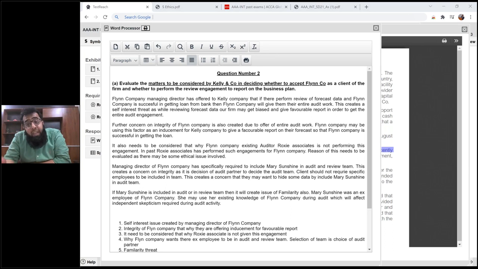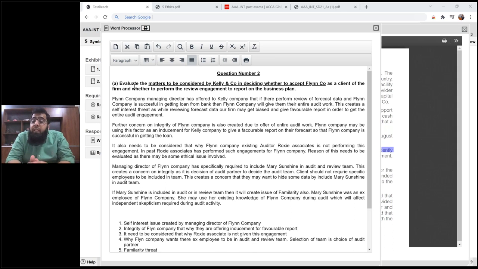Okay, so I made a list of points for you people. First of all, the attraction of an offer that we will get an audit creates a self-interest threat. Why he is giving us an offer creates an issue of integrity. Why their existing auditor is not working, then why he is forcing us to include someone in the audit team. Then we will say that if we include her, it will create an issue of familiarity. And even if we include her on their request, we should make sure that Mary Sunshine does not have any influencing position in the audit activity.